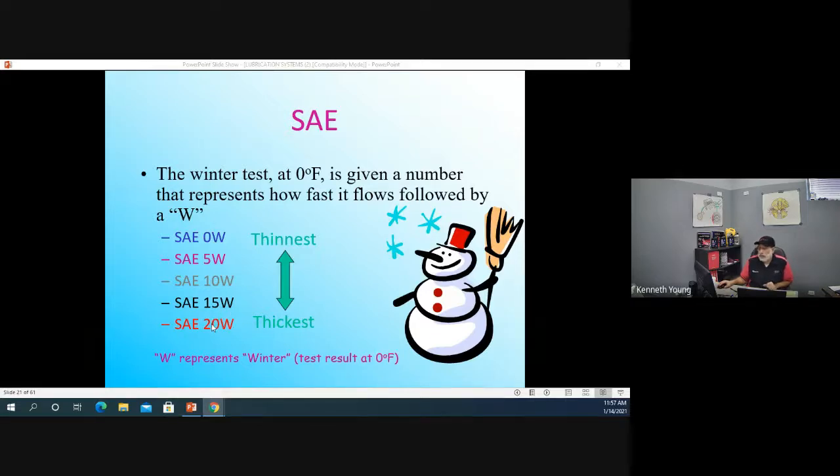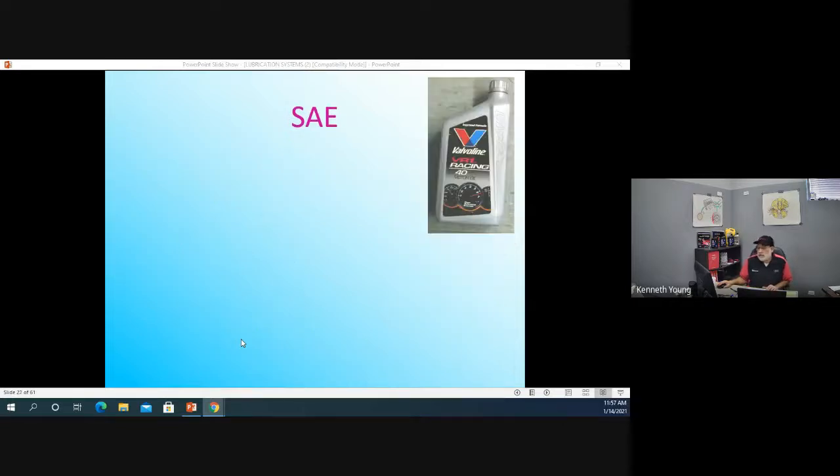And I guarantee you this, if you're using a 20 weight oil and they're asking you to use 0 weight oil, you're probably going to damage that engine, especially a modern engine. And once again, 0 weight is thin oil at temperature 0, and 20 weight oil is much thicker than a 0. So a 20W is tested at winter, but it's thicker than a 0. I don't know if that makes sense to you. Makes some sense to me. So the W, once again, represents winter test at temperature 0.